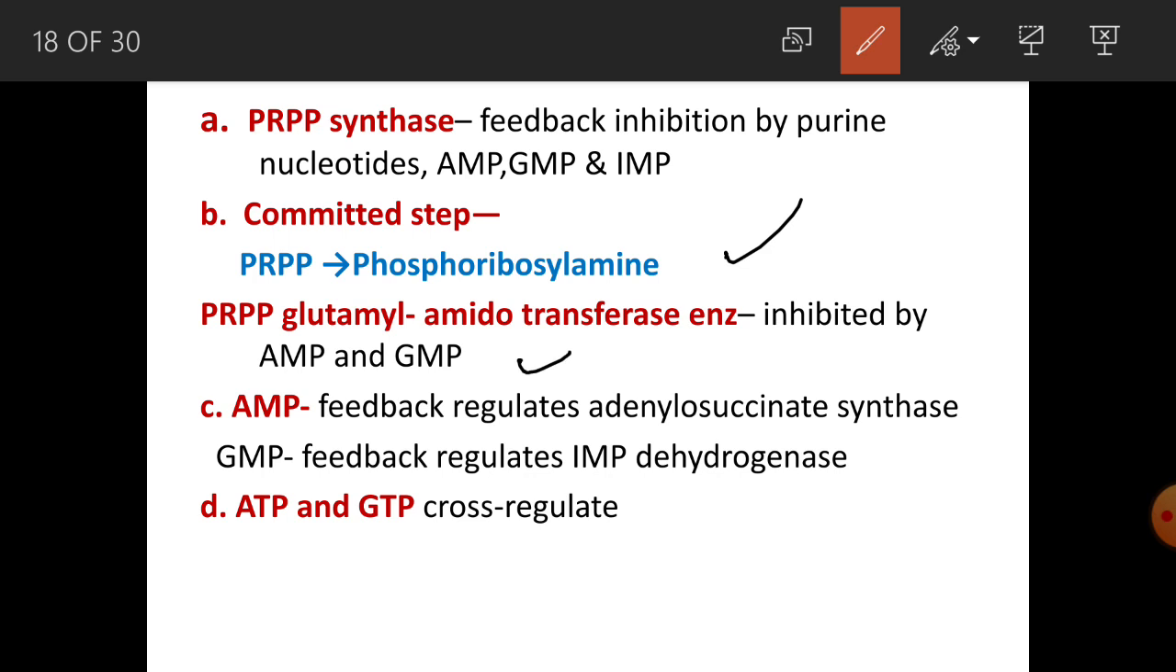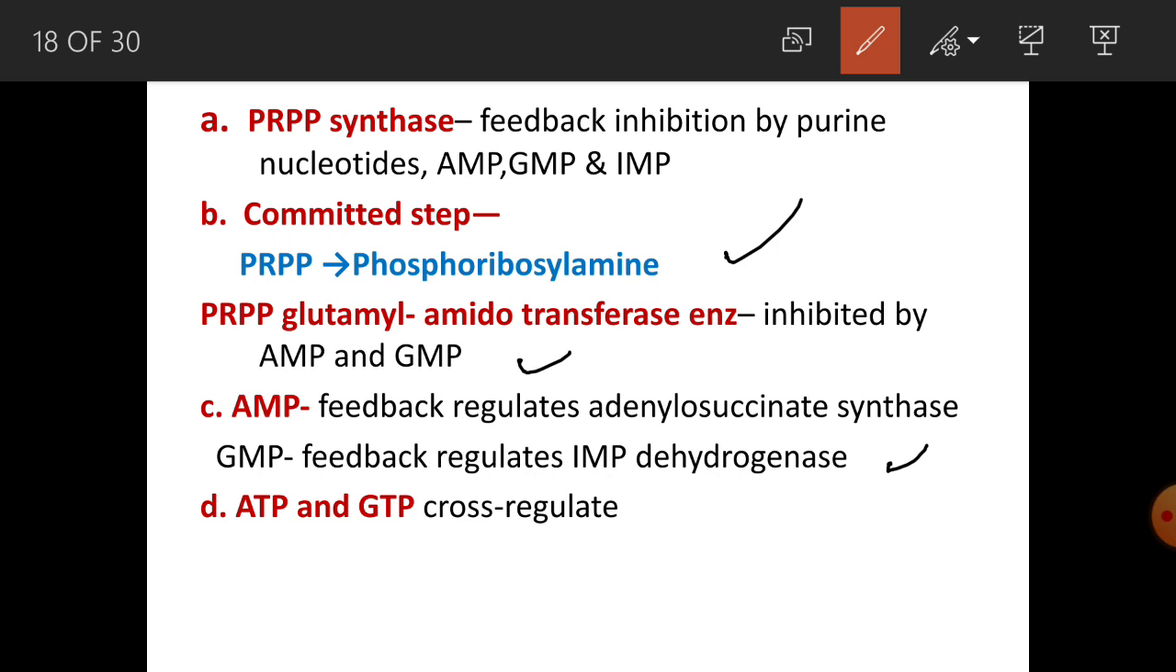Now, AMP feedback regulates adenylosuccinate synthase and GMP feedback regulates IMP dehydrogenase. So, ATP and GTP they also cross regulate. So, these are the 4 ways how the feedback regulation acts.